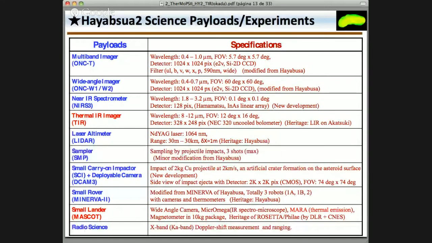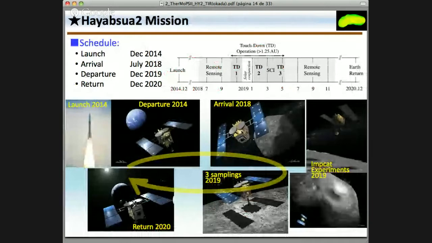This is the overview of the schedule of the Hayabusa 2 mission. It was just launched last December, and is now on the cruise to the asteroid. Next December, the Earth swing-by will change the orbit to arrive at the asteroid in 2018. There will be about 1.5 years staying at the asteroid, with remote sensing observation, deploying the rover and lander, and trying 3 times for touchdown for sample collection. Another one is the impact experiment. And return is in 2020. This is the movie.